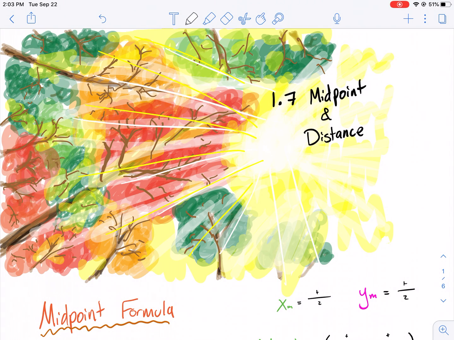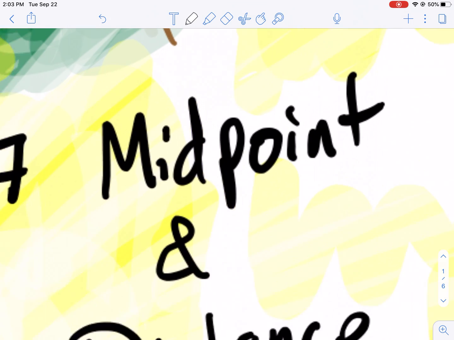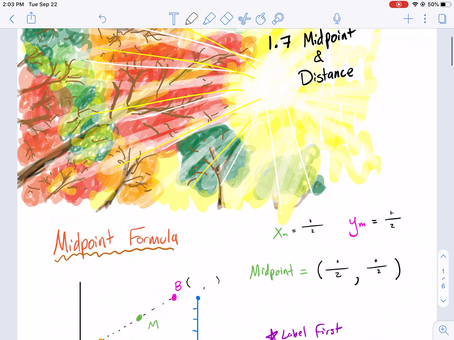Welcome, geometry students, to section 1.7, midpoint and distance. I think I'm going to break this up into two parts. The first part we're going to do, midpoint. So let's go ahead and jump right into it.